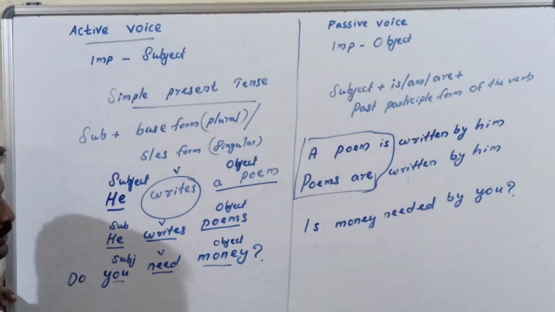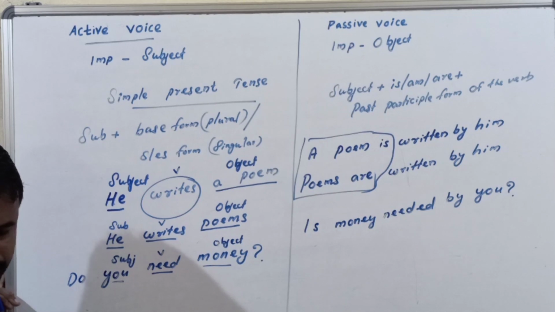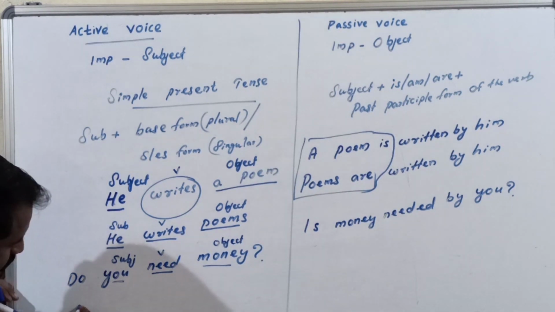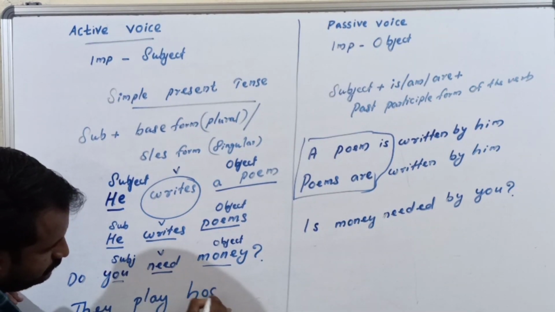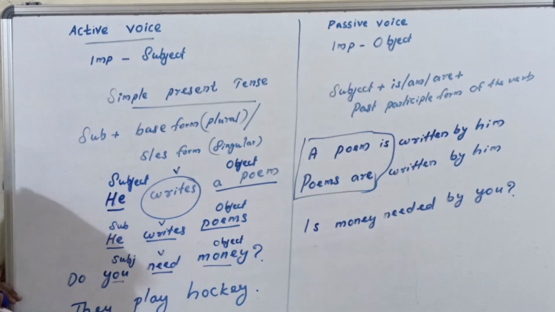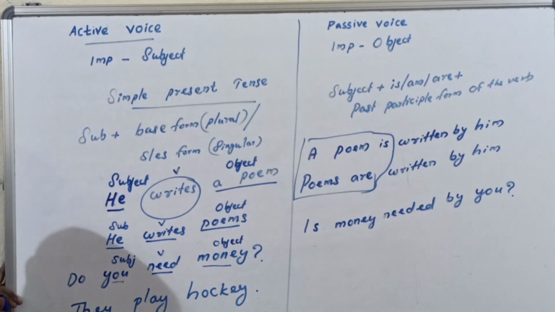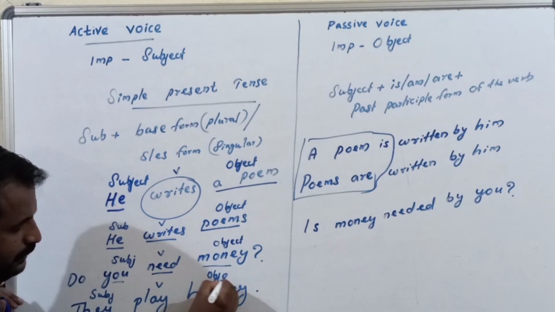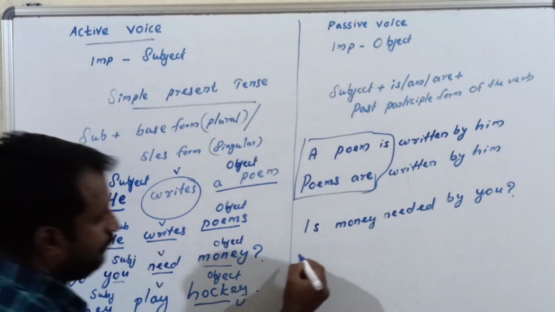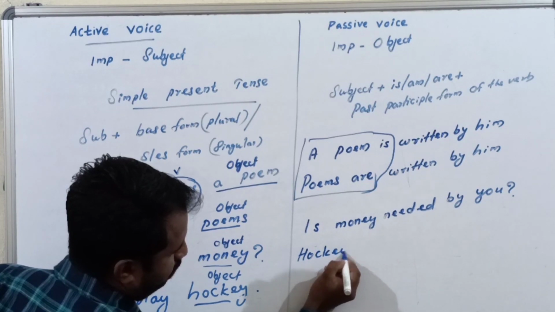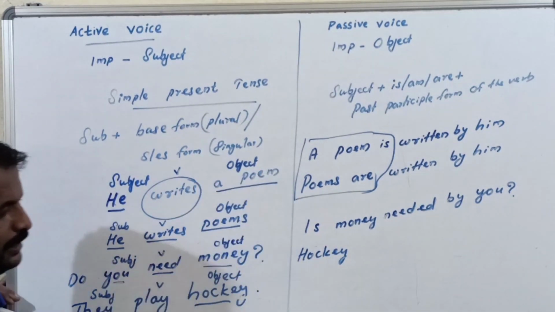So once again, one more example. Let us say, they play hockey. Here the subject is plural. That's why the base form of the verb comes. And here hockey is the object. When we take it to the passive, the object becomes the subject in passive. Here what is the object? Hockey. Hockey becomes the subject in passive. Hockey, which is suitable for hockey: is.